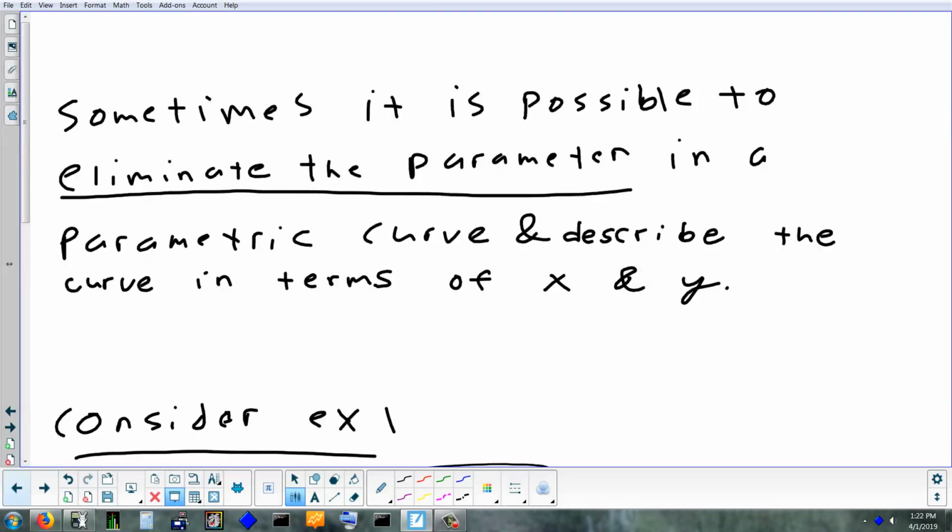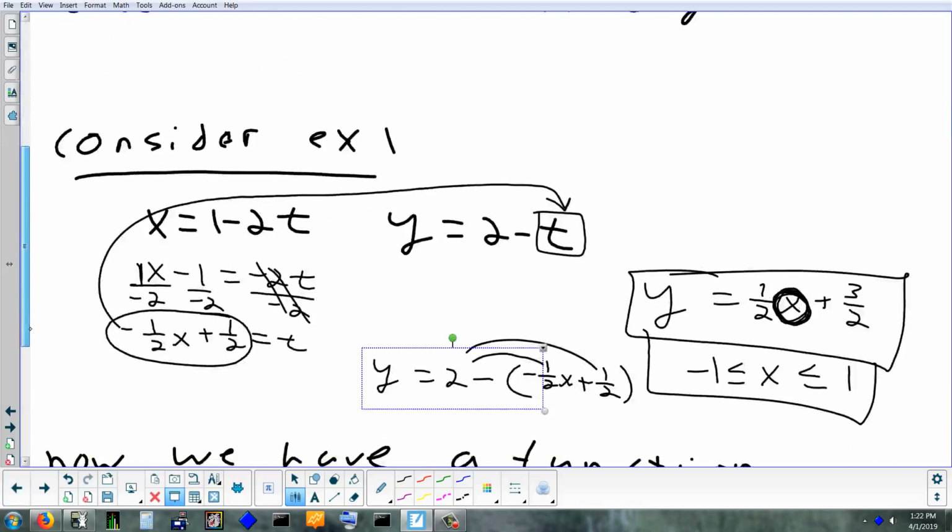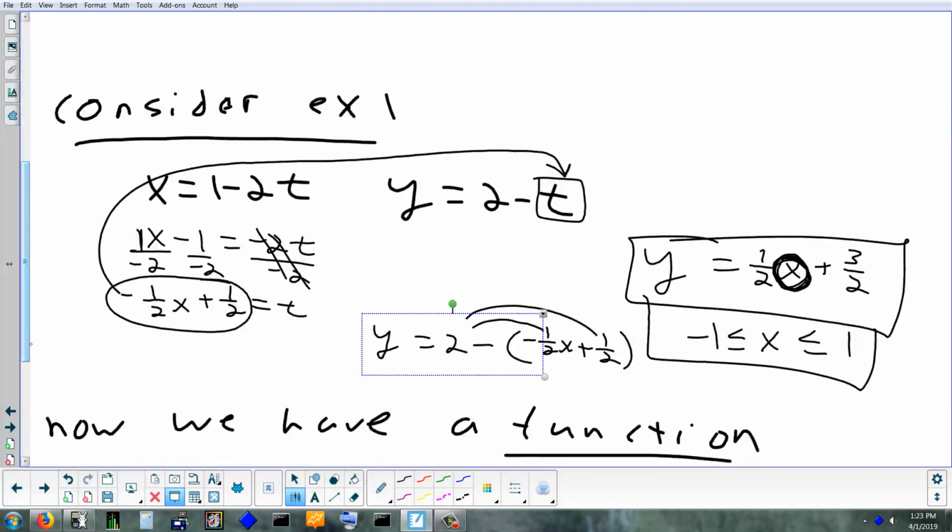All right, so that's a big part of eliminating the parameter. You've got to solve it like it's a system of equations and use substitution. But then you've got to put this restriction. Restriction has nothing to do with y values. Okay? Just the x values.